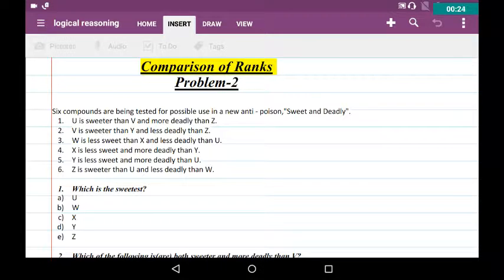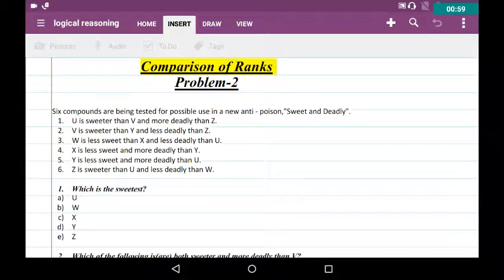6 compounds are being tested for possible use in a new anti-poison, sweet and deadly. What are those 6 compounds? They have been given in 6 statements. U is sweeter than V and more deadly than Z. V is sweeter than Y and less deadly than Z. W is less sweet than X and less deadly than U. X is less sweet and more deadly than Y. Y is less sweet and more deadly than U. Z is sweeter than U and less deadly than W. So these are the 6 statements they have given you.